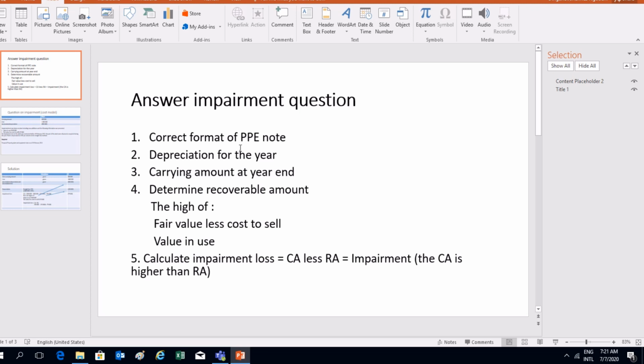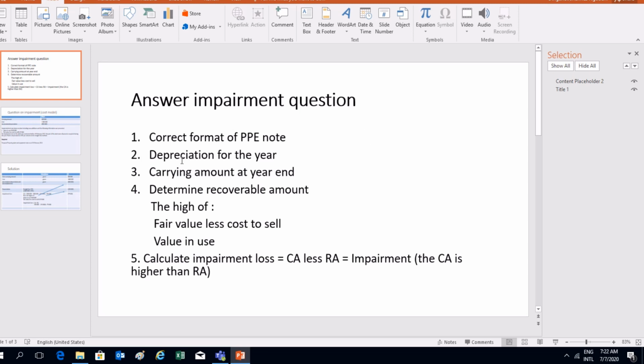Basically, impairment that we are doing is for an asset that was measured at cost model. It means it was never revalued before. It was just on cost model since its recognition. When you answer impairment, you must know how to do what? The correct PPE note format. That's non-negotiable. You must already know this.